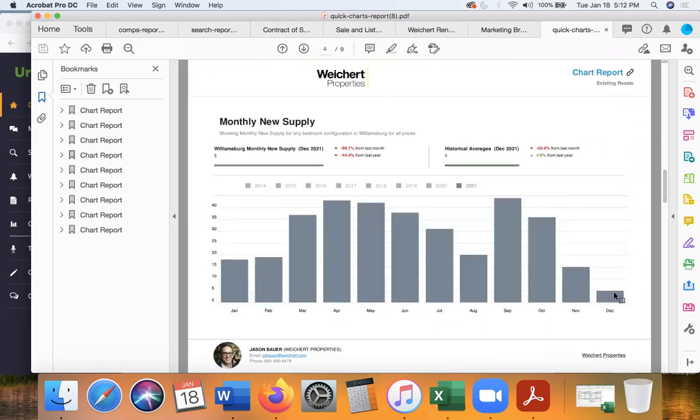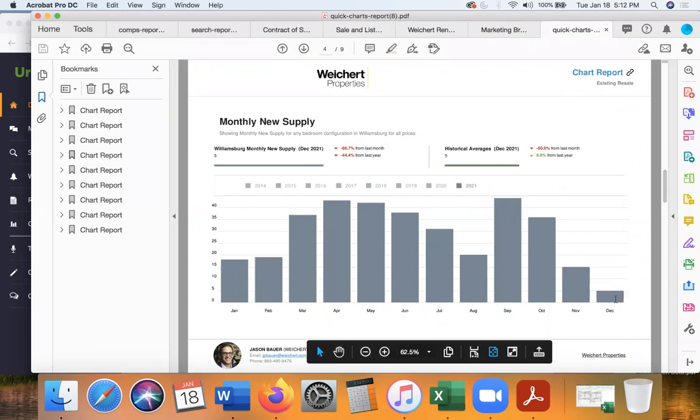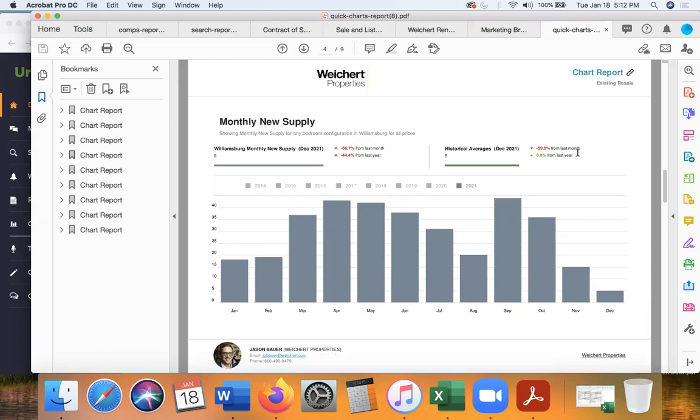New supply, again, look at how little has come on the market in December, right? That traditionally does happen over the, again, you can see here, January, February lower, but we expect it to kind of go up and then down. We had a huge uptick in September and went down since then. So again, these are all things that you can use to talk to people about what is going on in the market, right? You can use these as talking points.